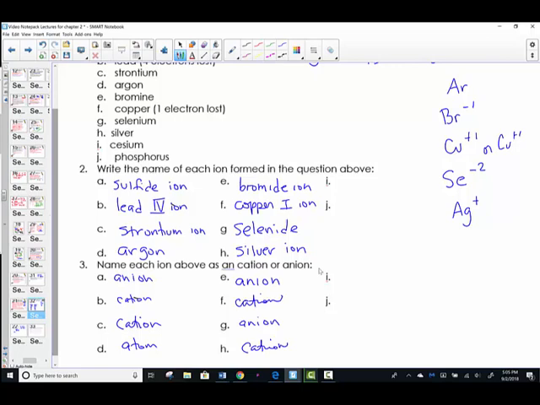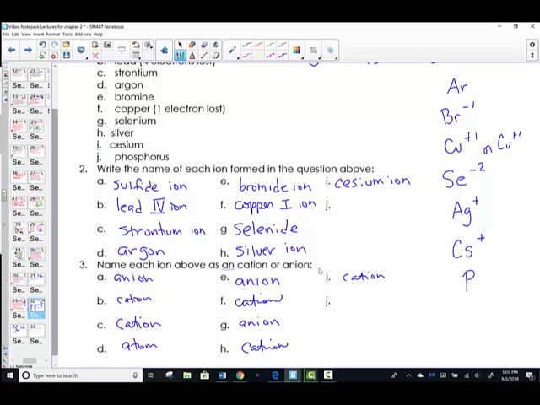Letter J is the element cesium. Its elemental symbol is Cs. It's in group 1, so we know it carries a plus 1 charge. We simply call it a cesium ion. No Roman numeral because we know with confidence it's always a plus 1. And pluses are cations.